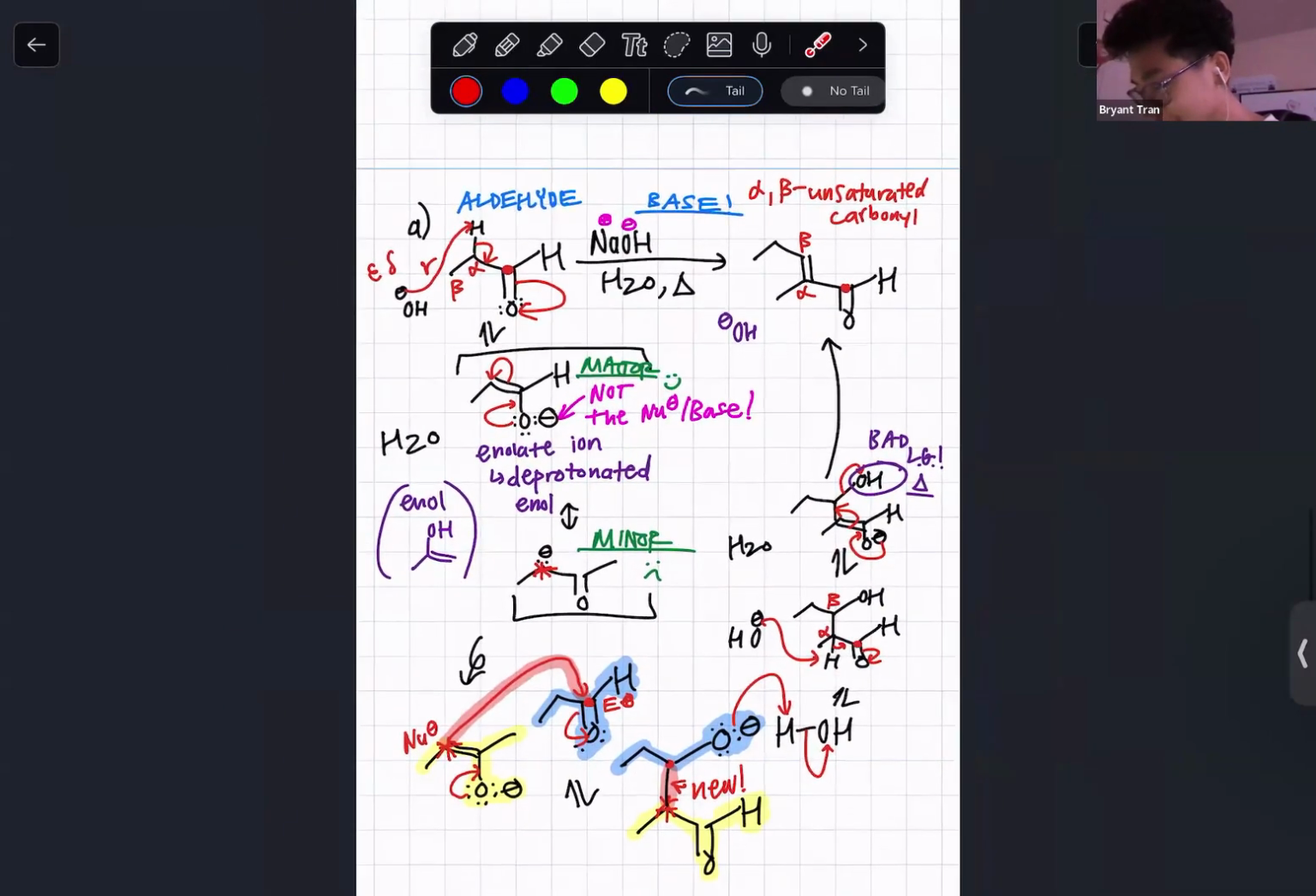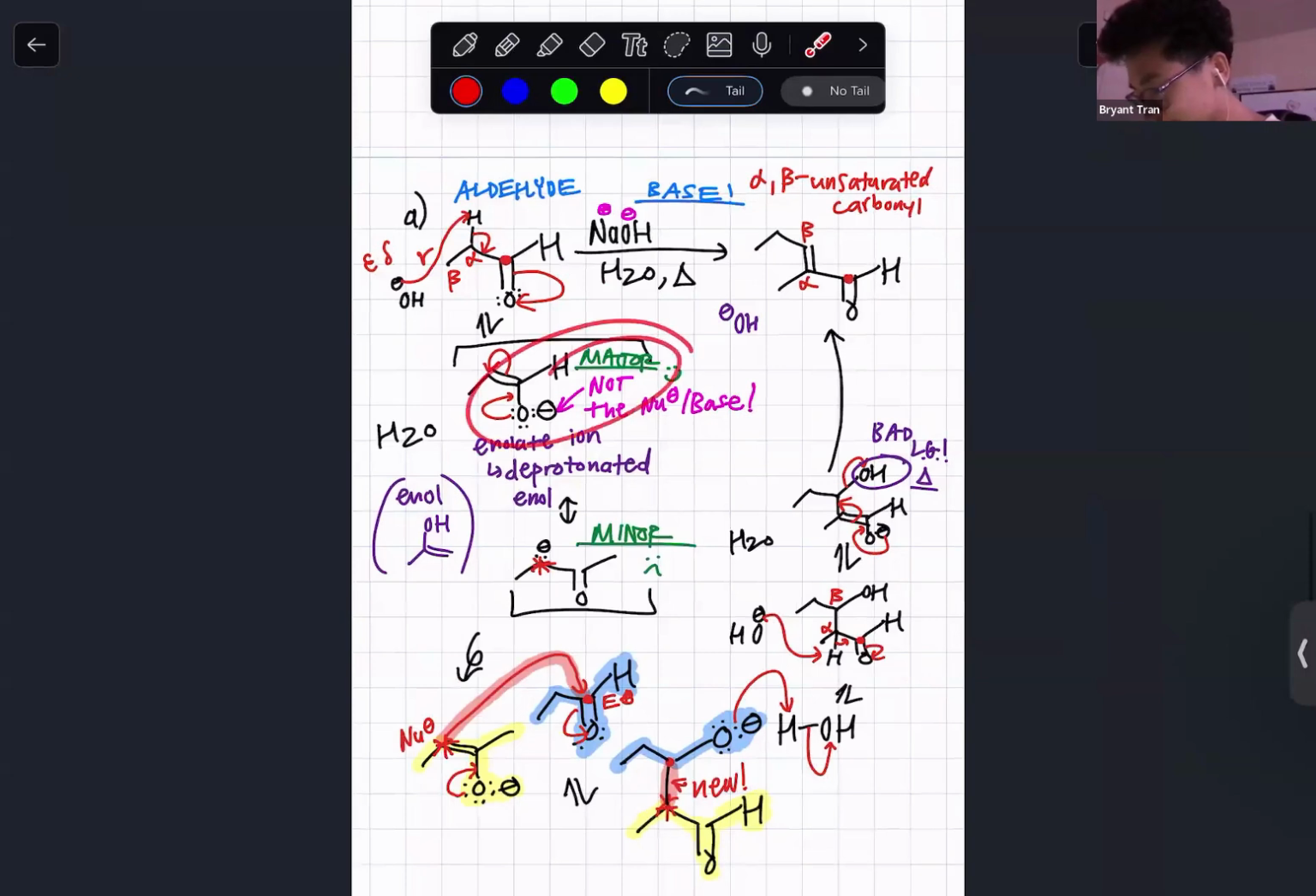With all the step-by-step mechanisms of the arrow pushing structures, if you want to draw them, and techniques on how to connect the pieces together, alpha beta carbon, like that.